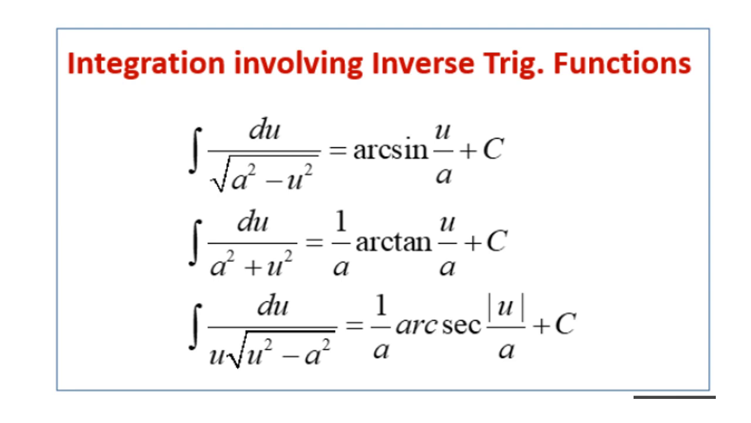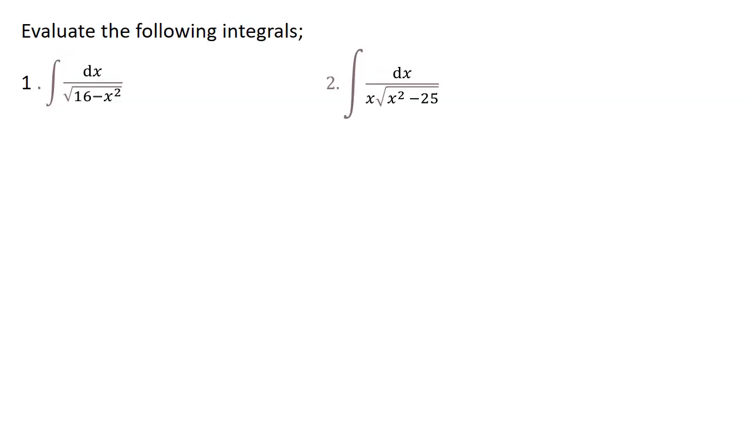Integral of du over square root of a squared minus u squared equals arc sine u over a plus c. And integral of du over a squared plus u squared equals 1 over a arc tangent u over a plus c. Then you have integral of du over u square root of u squared minus a squared equals 1 over a arc secant u over a. So we'll have examples on this one.